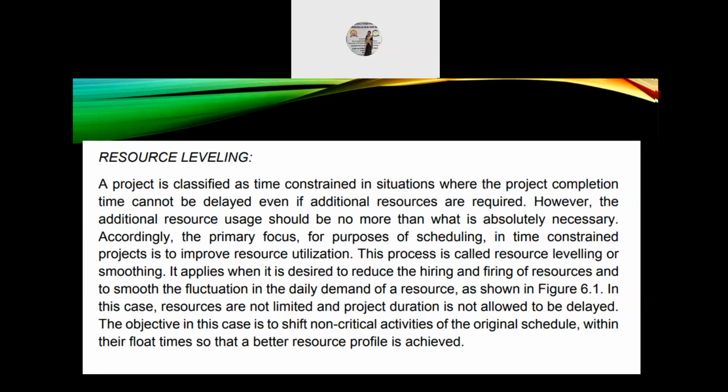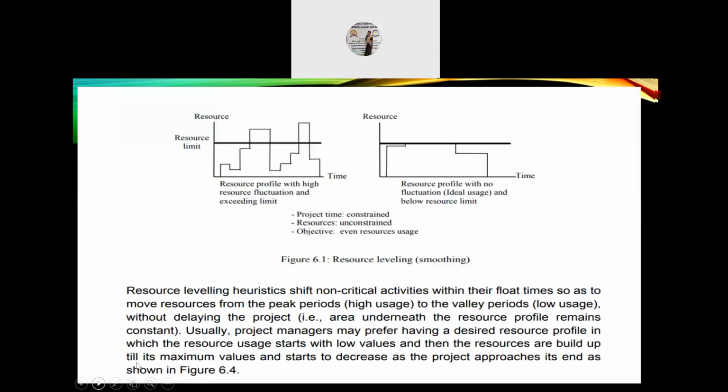It applies when it is desired to reduce the hiring and firing of resources and to smooth the fluctuation in the daily demand of a resource, as shown in a previous figure. In this case, resources are not limited and project duration is not allowed to be delayed. The objective is to shift non-critical activities of the original plan within their float time so that a better resource profile is achieved.